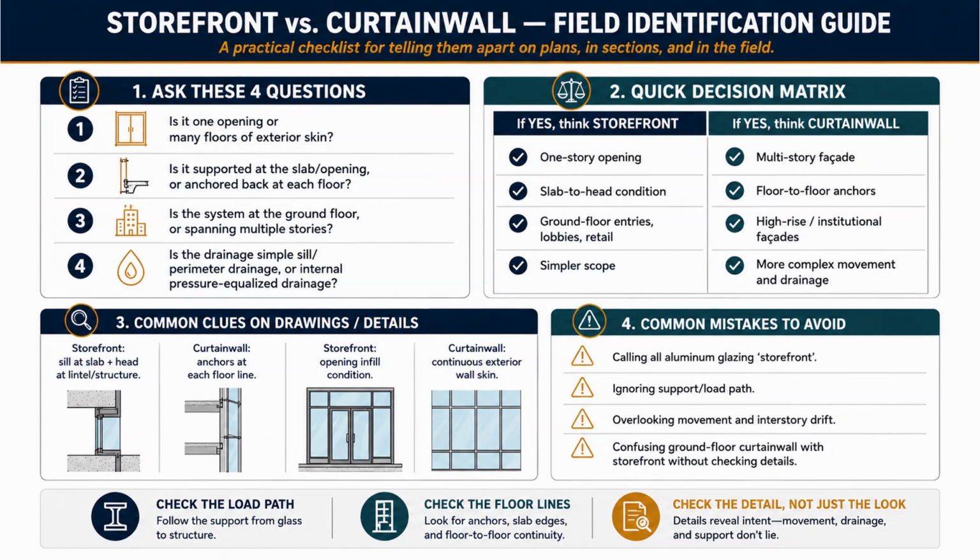Panel 2, the decision matrix, makes it binary. If yes to one-story opening, slab to head condition, ground floor entry, or simpler scope, think storefront.